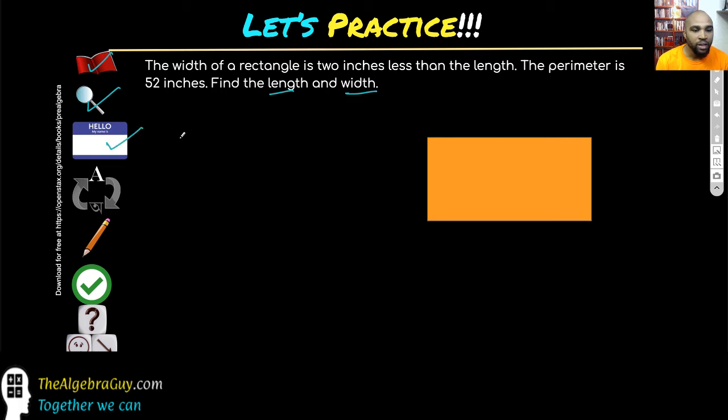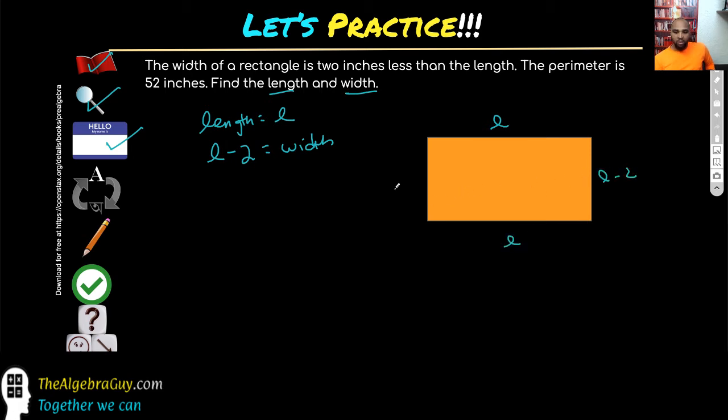Let's identify the names of each one of these. So the width of a rectangle is 2 inches less than the length. So let's just let length be equal to L. And we know that the width is 2 inches less than the length. So here's the length minus 2. That's going to be our width. So we got L, L, and L minus 2, L minus 2.